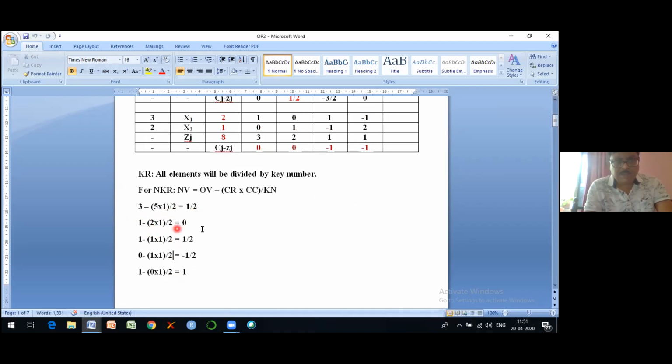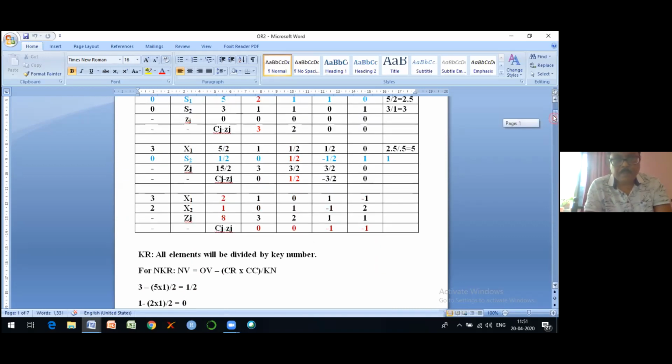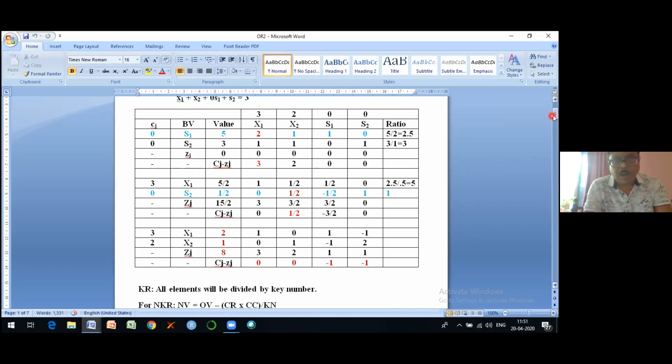1 minus this equal to 0. 1 minus this, half, minus half, 1. So half, 0, half, minus half, 1. Right? So now we'll compute the value of Zj.